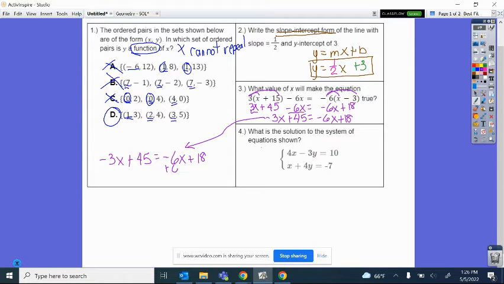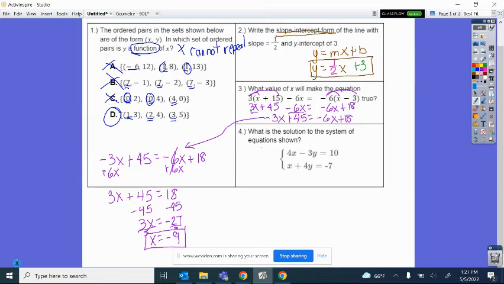So I want to get all my variables to one side. I'm going to add 6x in order to cancel it on the right, but what you do to one side, you have to do to the other. So now 3x plus 45 is equal to 18. I want to subtract the 45 from each side. So 3x is equal to, do that arithmetic, 18 minus 45 puts us at -27. And then x equals -9 after we have divided both sides by that coefficient 3. So here we have the value of x that makes the equation true.